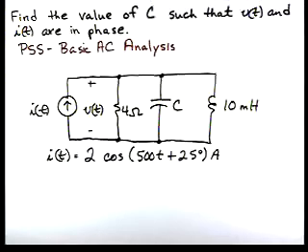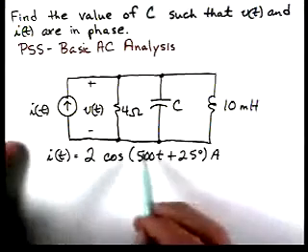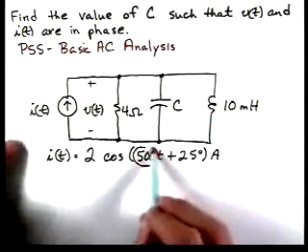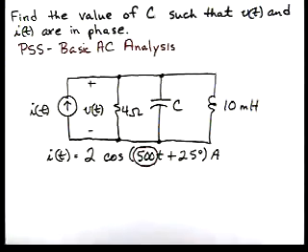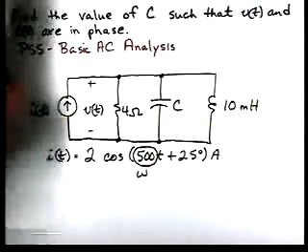If we take note, the radian frequency here is given by the source, so there's omega. It's 500 radians per second. And to do this, we're given that, and let's now draw our circuit.